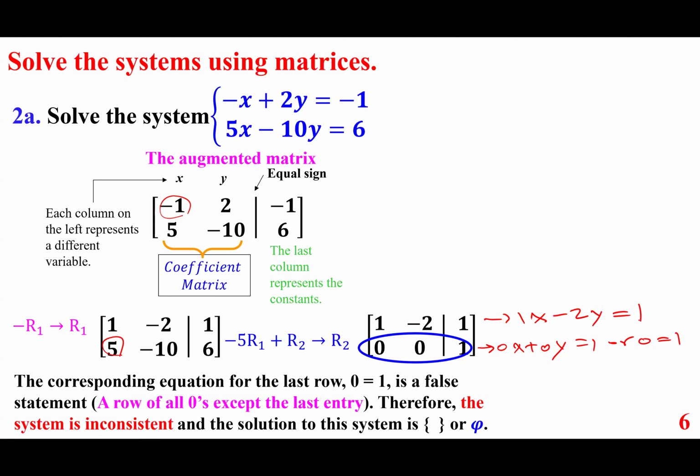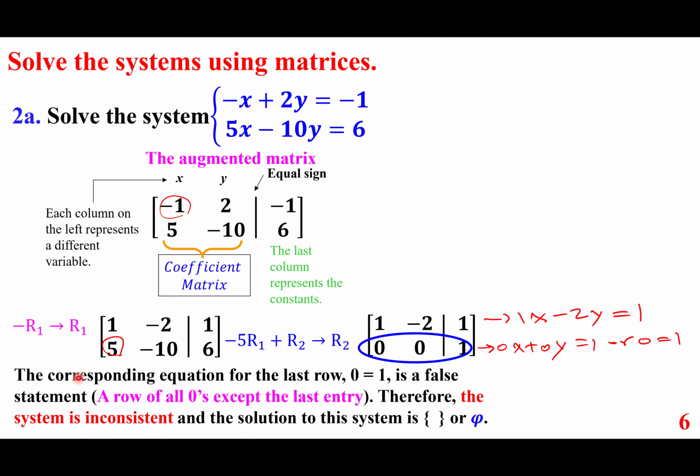And as you can see, the corresponding equation for the last row, 0 equals 1, is a false statement, a row of all zeros except the last entry. So everything is 0 except the last one, if you look at it. Therefore, the system is inconsistent, and the solution to this system is an empty set.